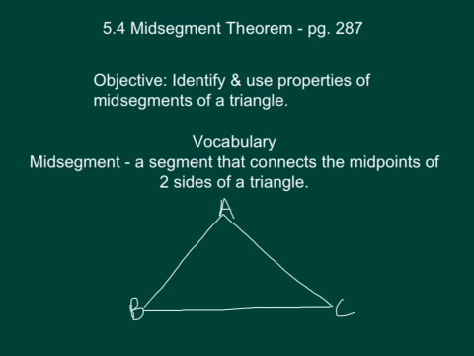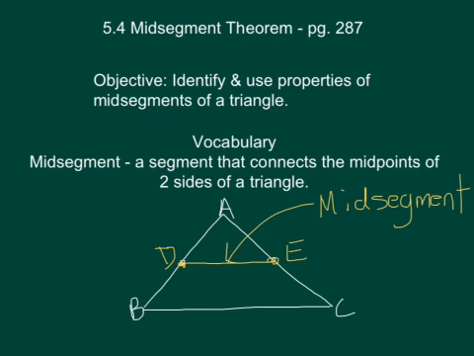For example, in triangle ABC, let's say that point D is the midpoint of the segment AB, and let's say that point E is the midpoint of AC, then DE is the midsegment. It's the segment that connects those two midpoints. So DE is the midsegment of this triangle.